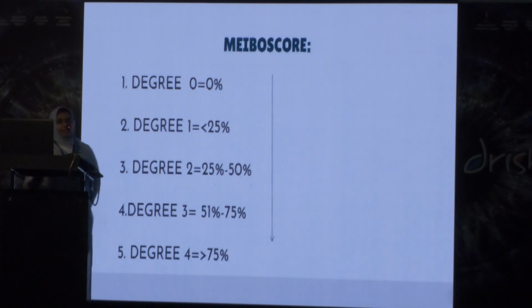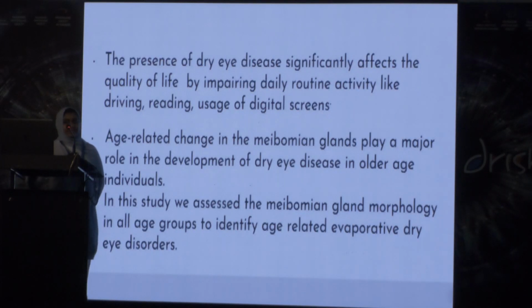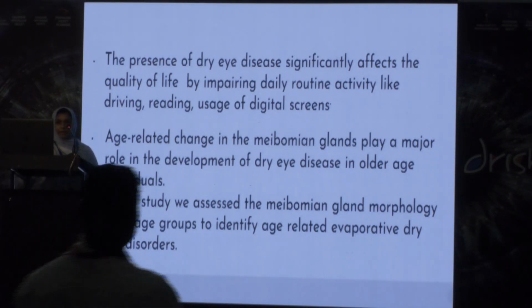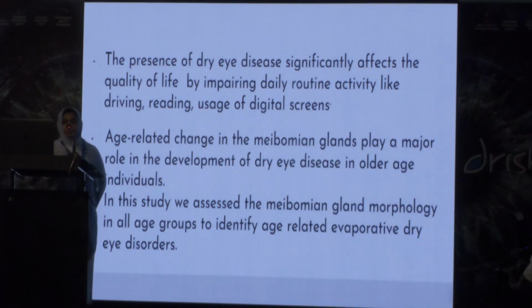Now, Meiboscore is a technique of dividing gland loss into different degrees, that is 0, 1, 2, 3 and 4. And we have to also divide it based on clinical assessment of the meibomian glands, that is the lid signs, expressed meibum and meibography. It's a combined effort. Now, the presence of dry eye disease significantly affects the quality of life by impairing routine life activity. So, age-related changes in meibomian glands play a major role in the development of dry eye disease.